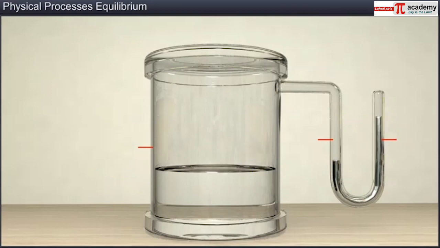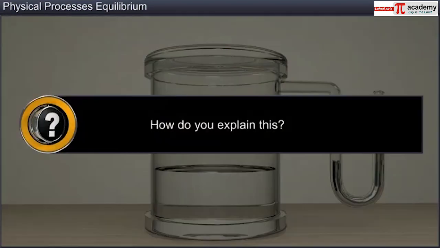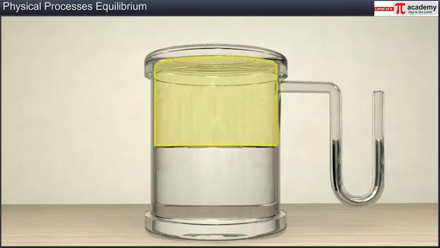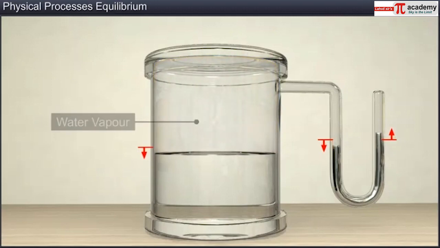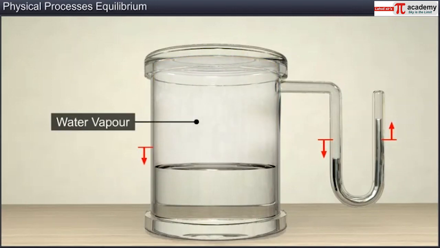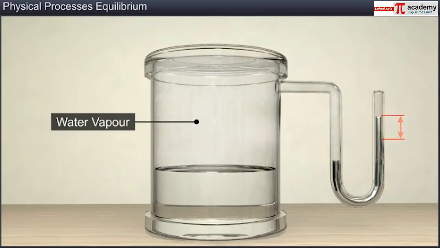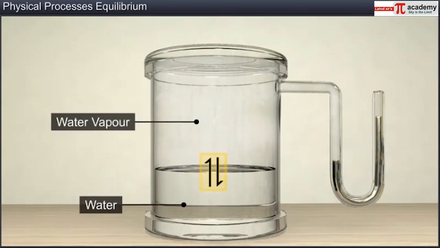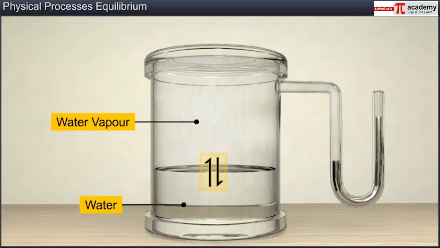Did you also observe that there is a decrease in the volume of water in the vessel? How do you explain this? In the beginning, there was no water vapor inside the vessel. As water evaporated, the pressure inside the vessel increased, which was indicated through the rise in the level of mercury in the manometer. After some time, the level of mercury in the manometer remains constant, indicating that a state of equilibrium has been attained between water and water vapor.